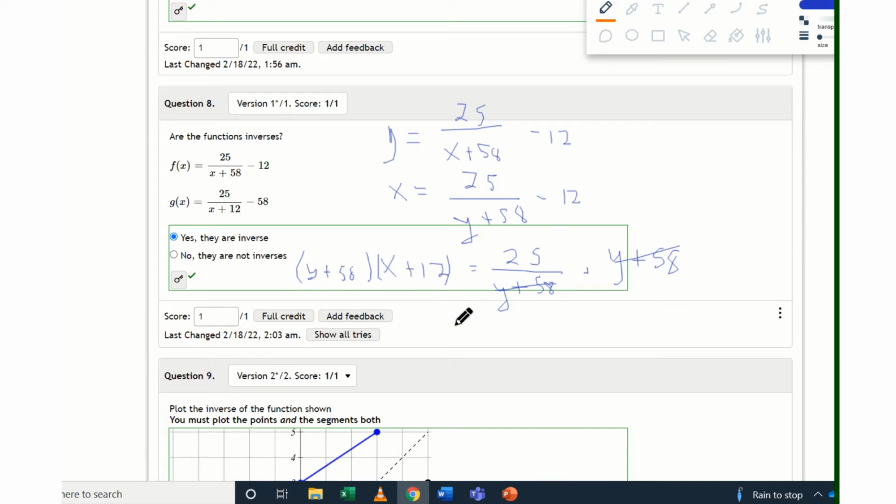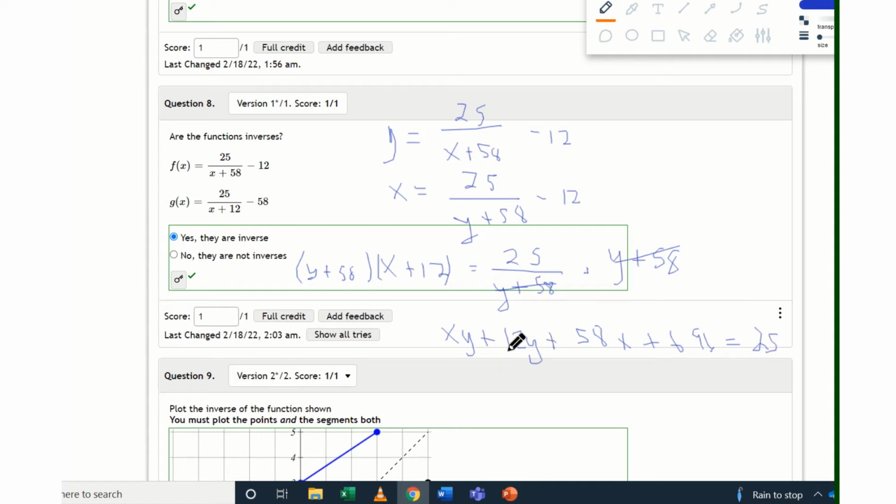So let's see, y times x is xy. y times 12 is 12y. 58 times x is 58x. And 58 times 12 is 696. And then we have 25 on the right side.